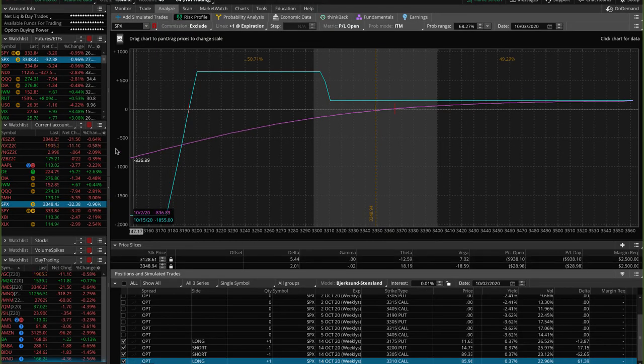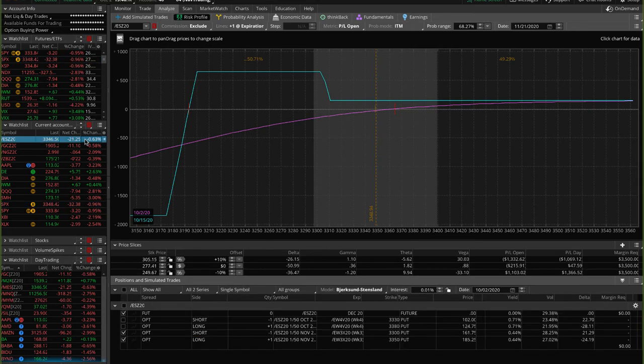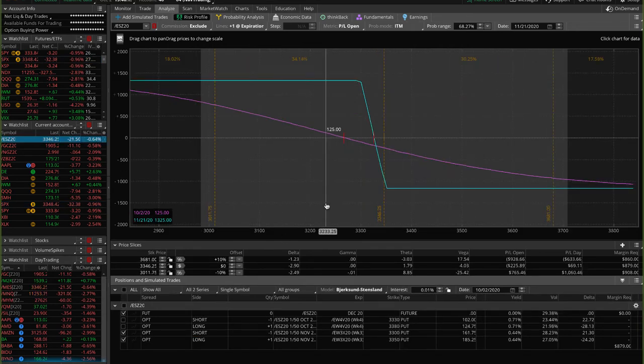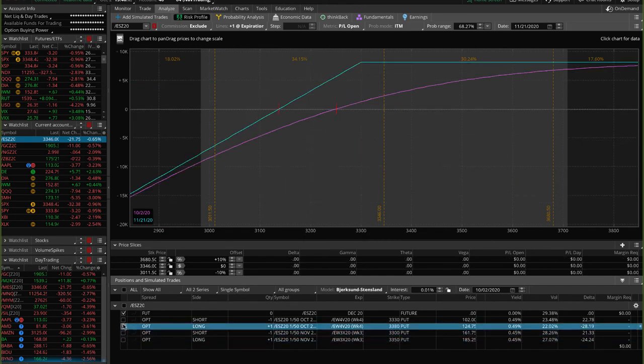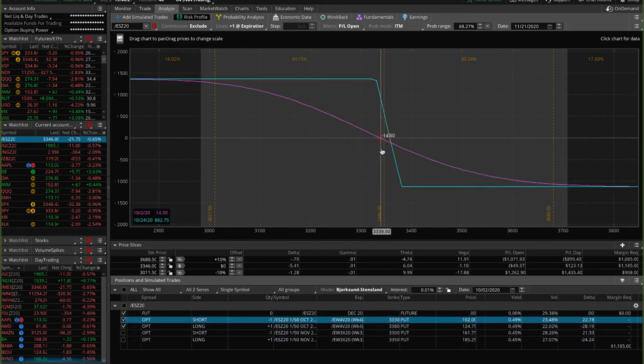Let's take a look at some of our other positions. We've got a couple of long put verticals in ES, just holding that for that short delta exposure. Price is just outside of range on this one, so we need some downside to get back in there. And then this one is just inside range, so similar situation.